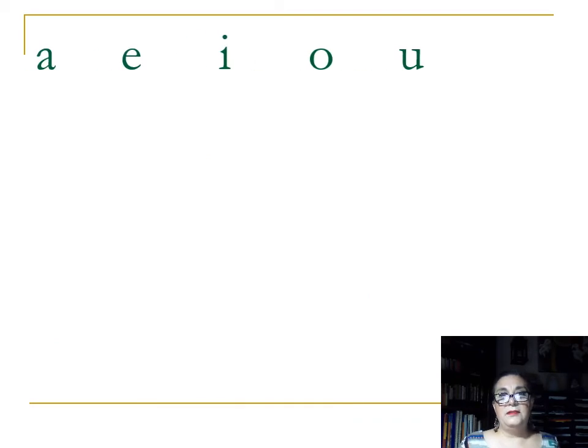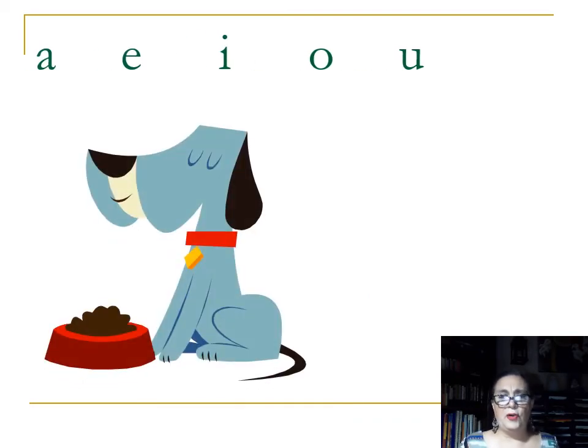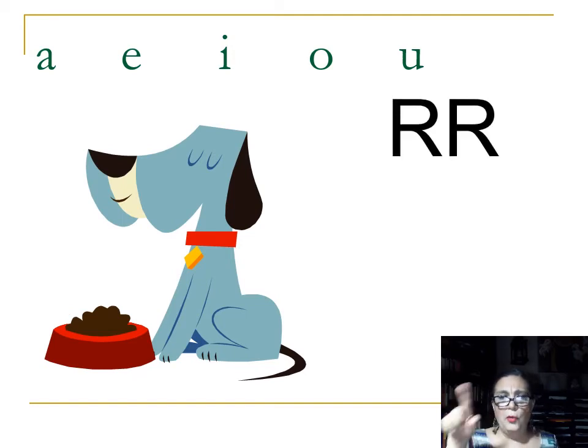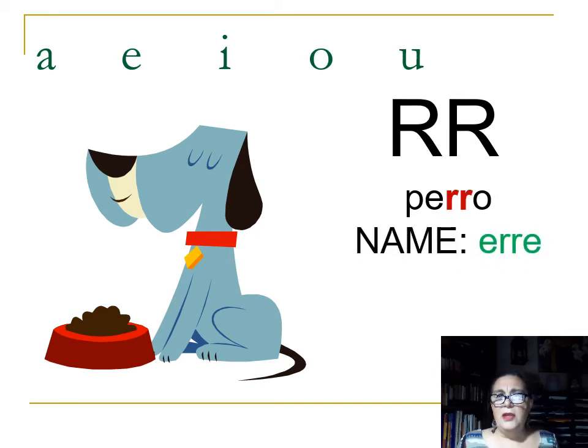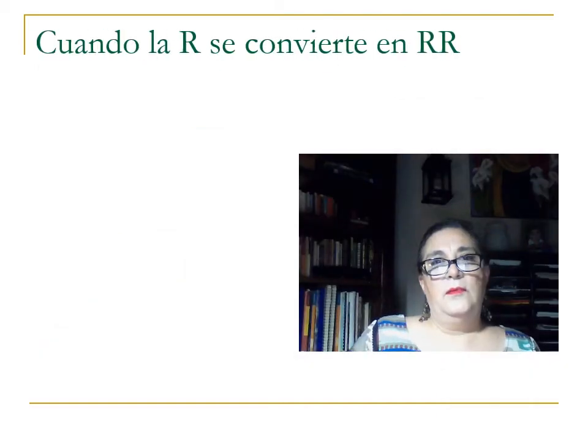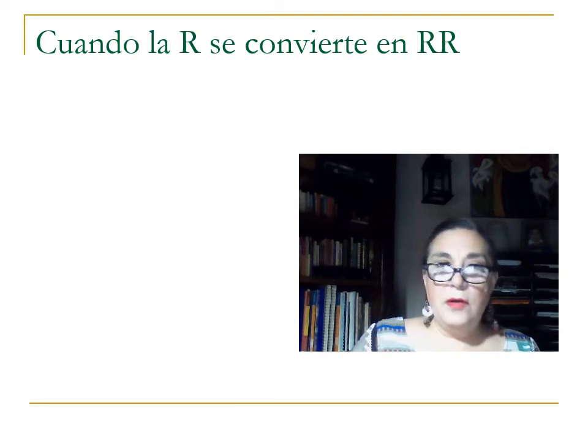Now we have the double R. We call it R, the rolled one that goes round, round, round. See? Okay? Ra, re, ri, ro, and ru. Like the visual, perro. The official name, erre. Cuando la R se convierte in R, when the single R converts into a double R.